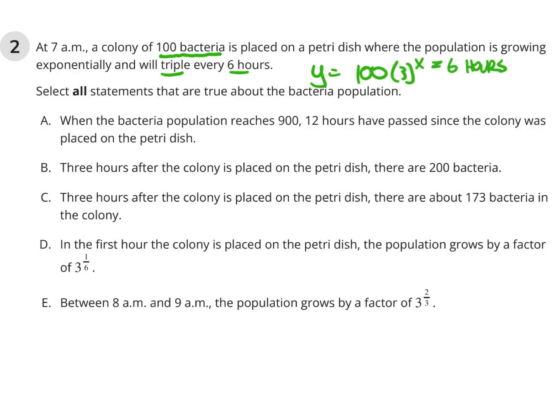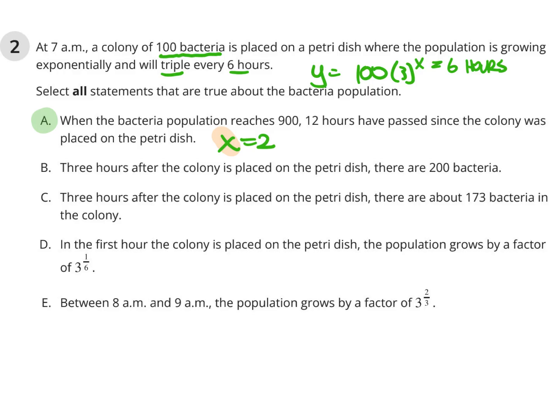Okay, now we're going to hit second graph and look at what our table of values says. So when x equals 0, no time has elapsed. When x is 1, 6 hours have passed. When x equals 2, 12 hours have passed, and we see it says 900, so then A is true.